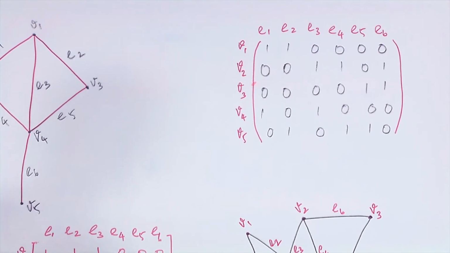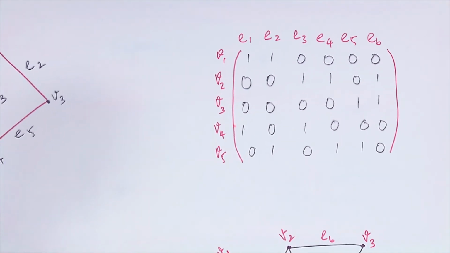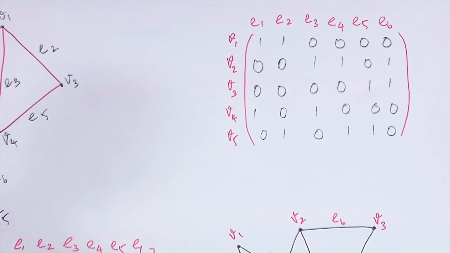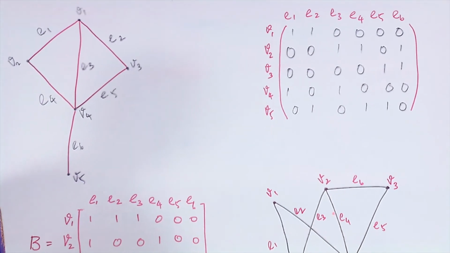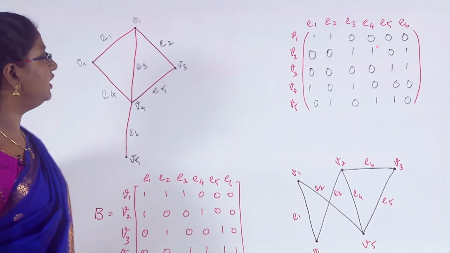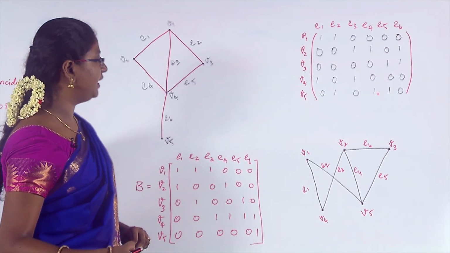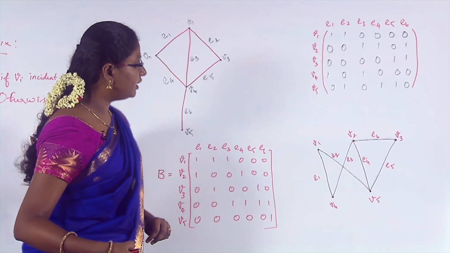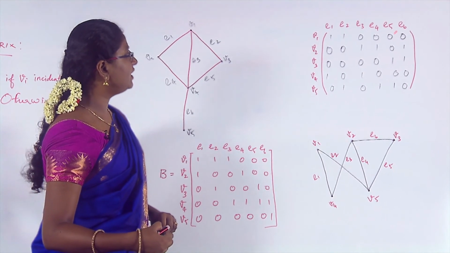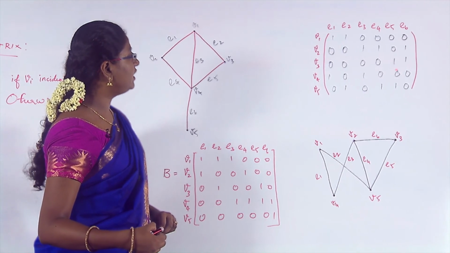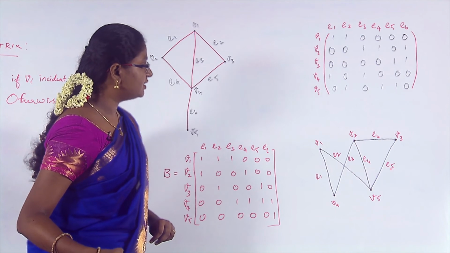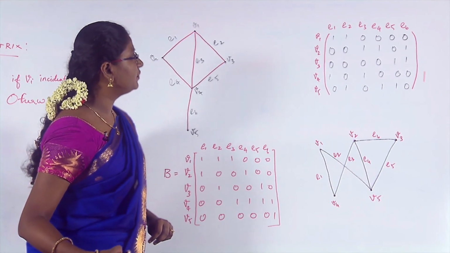E3 is incident on V2 and V4, that is V2 and V4 are adjacent to each other via E3. Similarly, E4 is incident on V2 and V5. So, V2 and V5 are adjacent via E4. E5 is incident on V3 and V5, which means that V3 and V5 are adjacent with an edge E5.